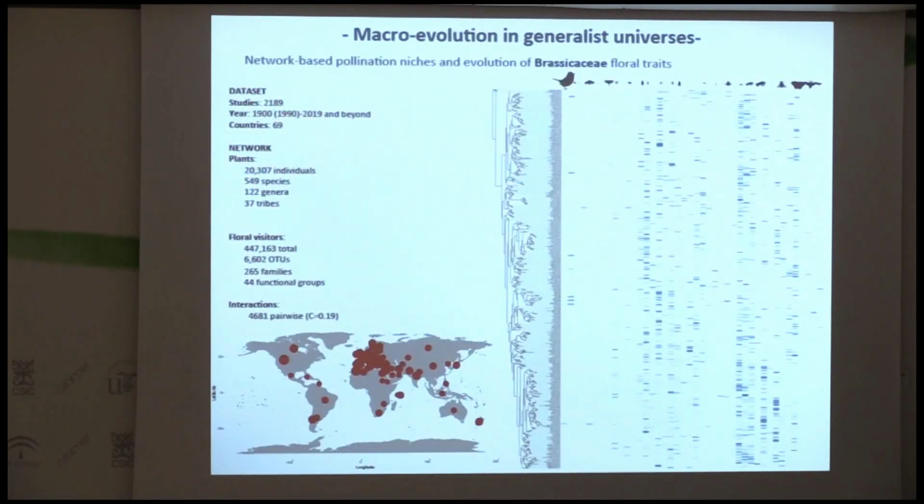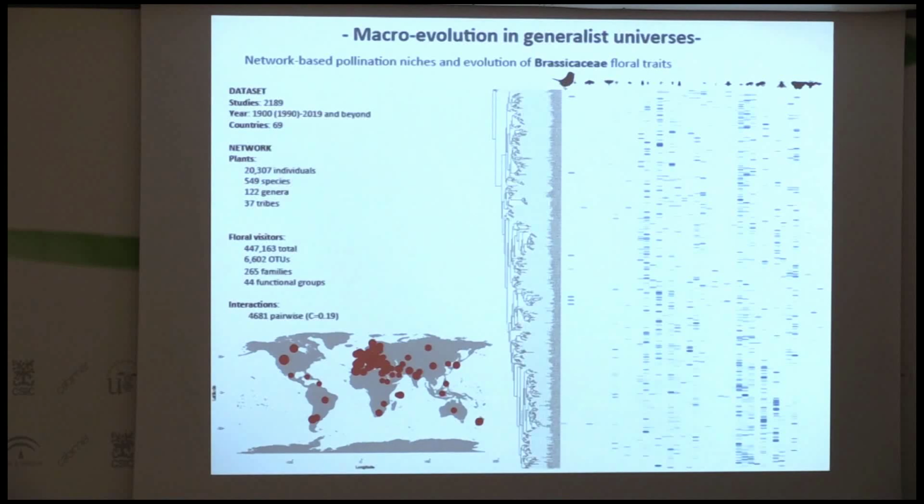Well, I decided to see if this is still happening if I go up and try to see what is happening at the level of the entire family. What I started to do is to collect data on pollinator visits to as many Brassicaceae as possible, and also try to collect data on several floral traits, in particular corolla shape. Okay? And this is a study I'm still working on, it's going on.